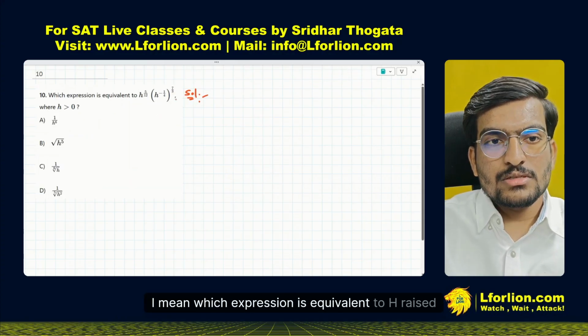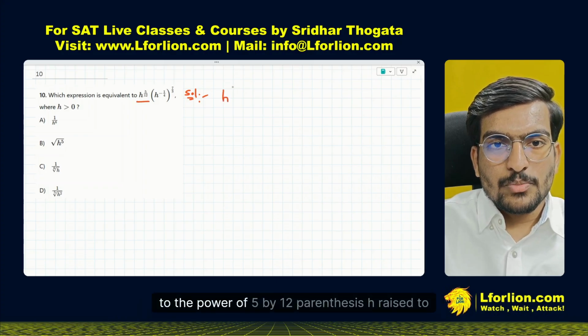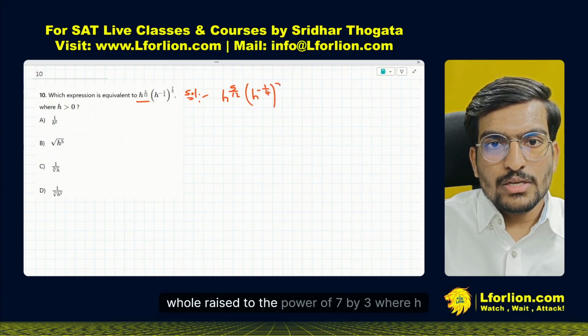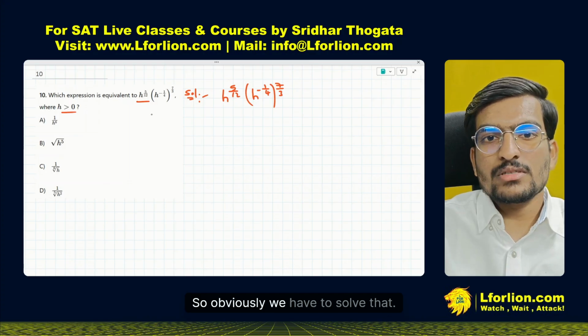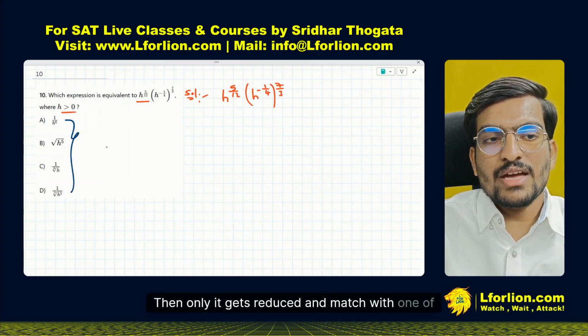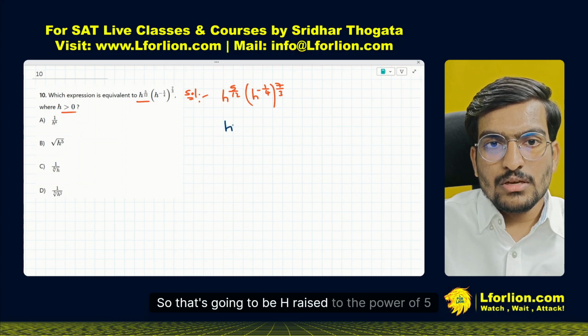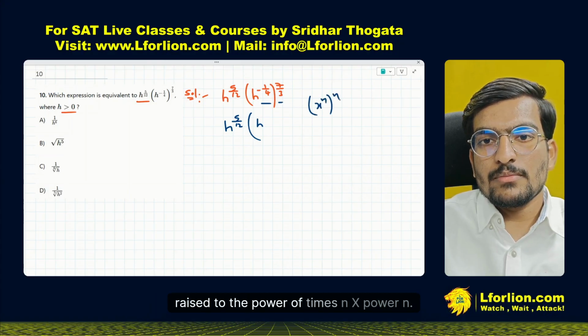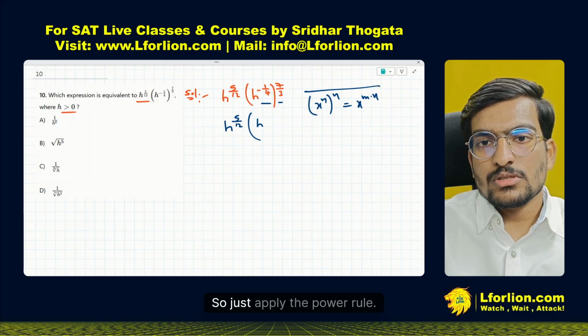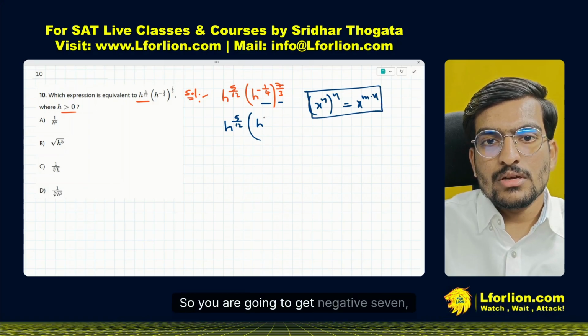Which expression is equivalent to h raised to the power of 5 by 12, parenthesis, h raised to the power of negative 1 by 4 whole raised to the power of 7 by 3, where h is greater than 0? So obviously we have to solve that, then only it gets reduced and matches with one of the options. So that's going to be h raised to the power of 5 by 12. And for the other one, apply the power rule, x power m whole power n. So you are going to get negative 7 multiplied by 1 into 7 is 7, divided by 4 into 3, 12.